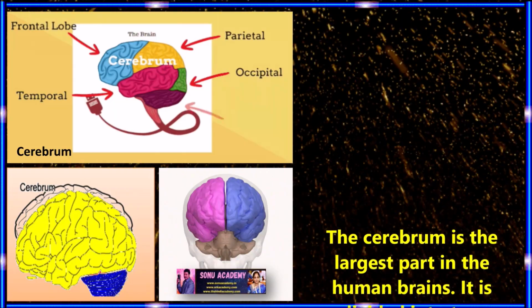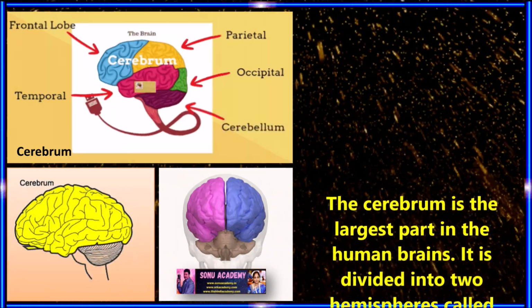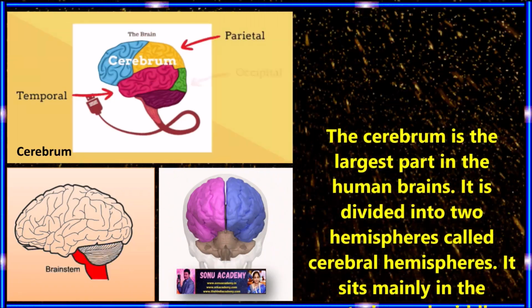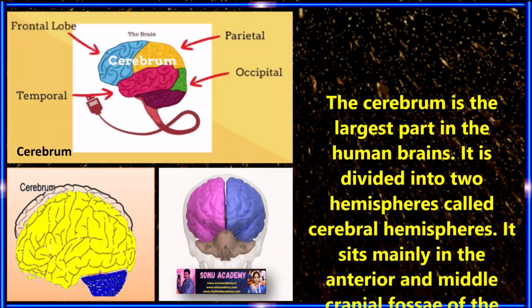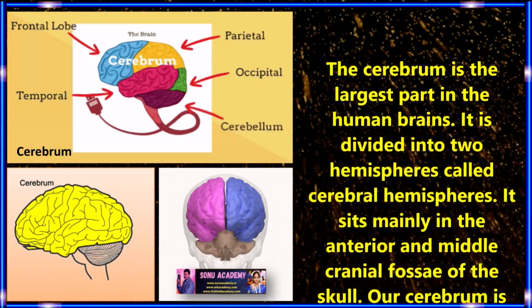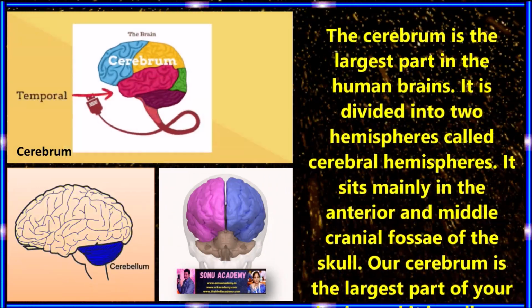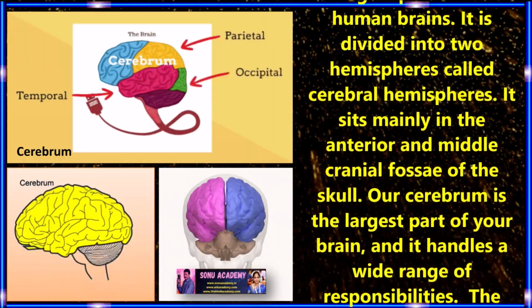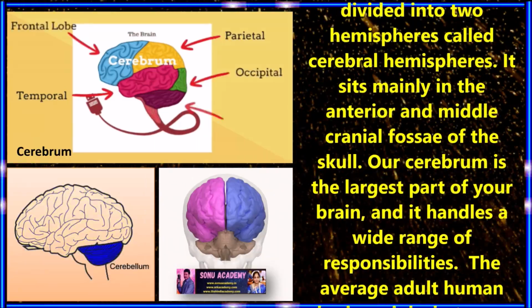First one is the cerebrum. The cerebrum is the largest part of the human brain. It is divided into two hemispheres called cerebral hemispheres. It sits mainly in the anterior and middle cranial fossa of the skull. Our cerebrum is the largest part of your brain and handles a wide range of responsibilities.